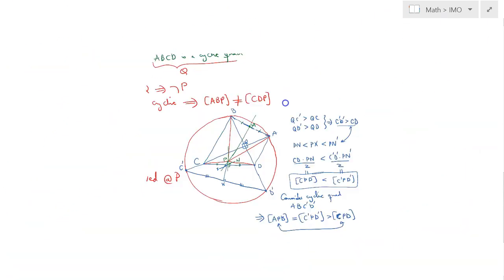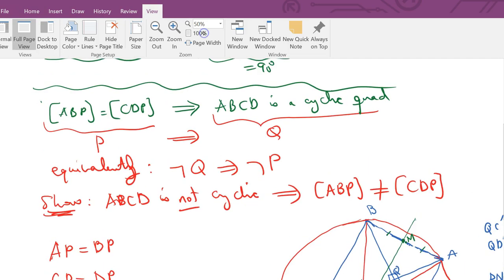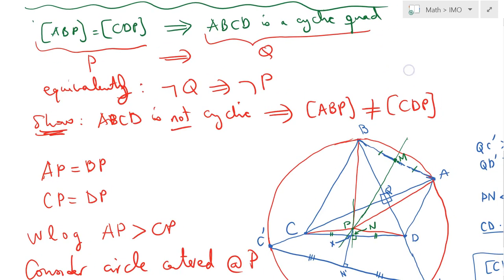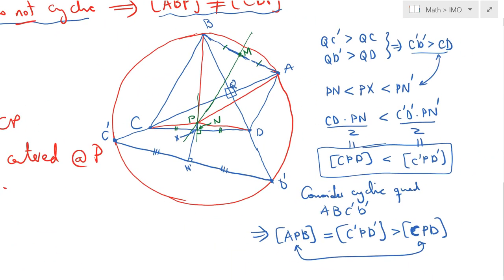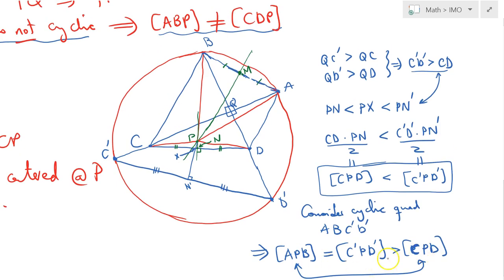So recall early on, let's go back to the 100%. Yeah, so our whole goal was to show that if ABCD is not a cyclic quadrilateral, ABP and CDP have different areas. So we proved it as claimed, and that solves this beautiful problem.